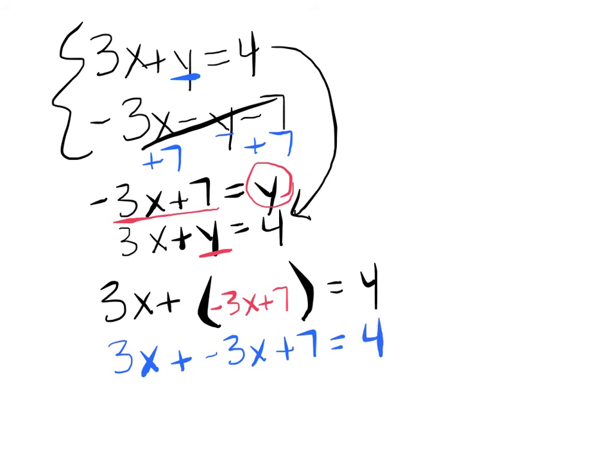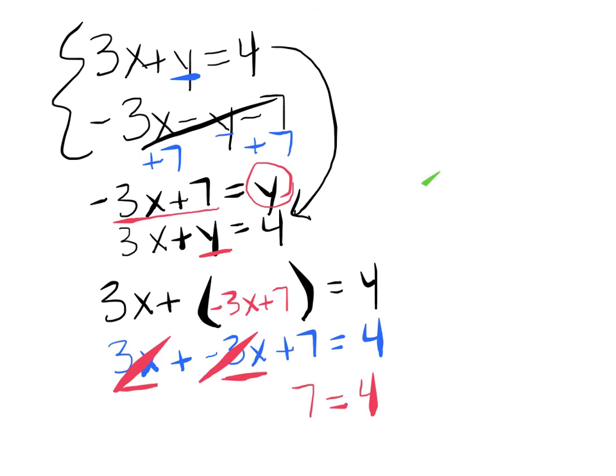Combine like terms step now. 3x minus 3x. Okay, if I have 3 bananas, I eat 3 bananas. What do I have left? Nothing. 0. They cancel out. So my equation says 7 equals 4. Now we can't solve anything. We don't have any variables that are left. This is a special case, so we need to remember that.